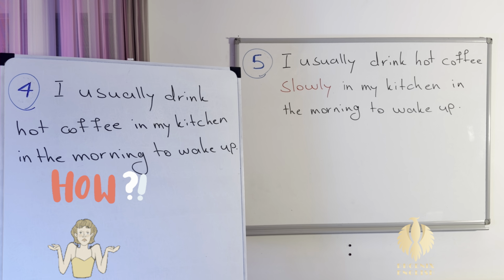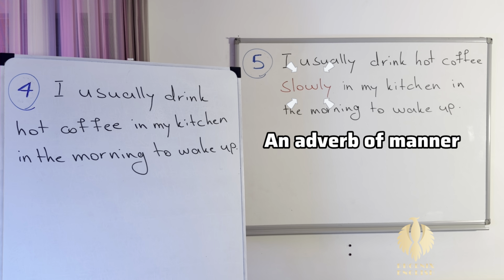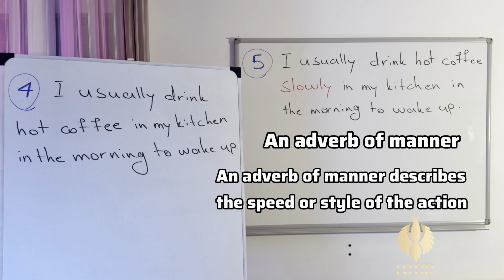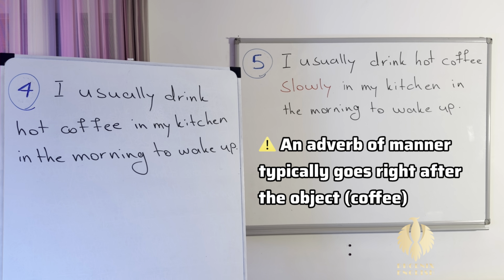How do you drink it? Adding an adverb of manner, here slowly, changes the entire mood of the sentence, making it feel peaceful. An adverb of manner describes the speed or style of the action. In this sentence, it adds a calm mood to the routine. Adverbs of manner typically go right after the object: hot coffee slowly. Or right before the main verb. Here it sits perfectly after the object to keep the flow smooth.